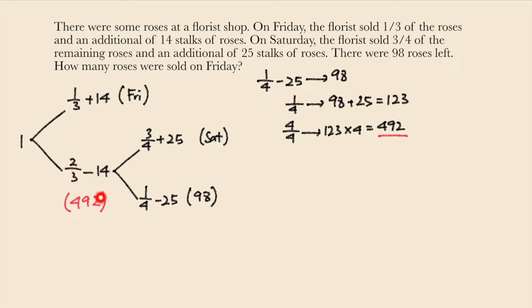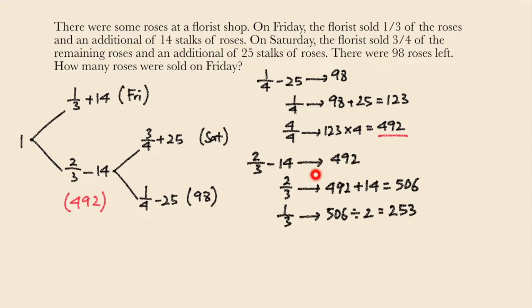Now we can form a new equation. 2/3 minus 14 is 492. Bring that negative 14 over. That's 2 units. We are interested in what's sold on Friday. So we want to know what's 1 unit plus 14. So 1/3 is 253. So the quantity we want is, adding 14 to it, 267.